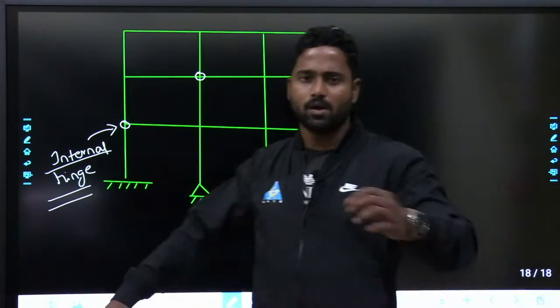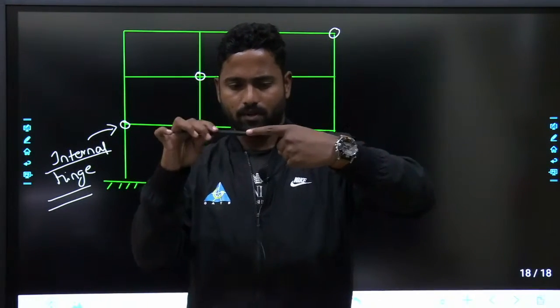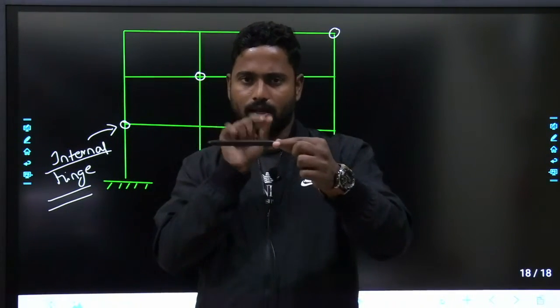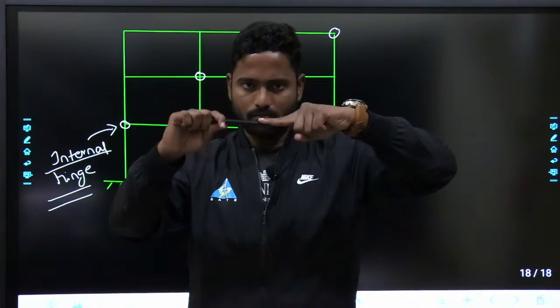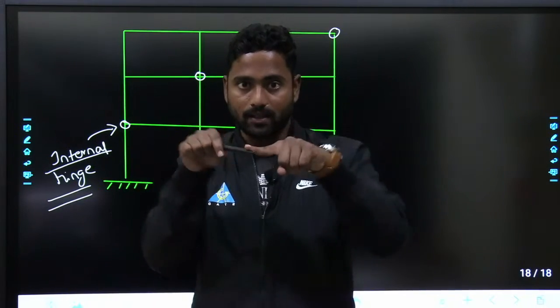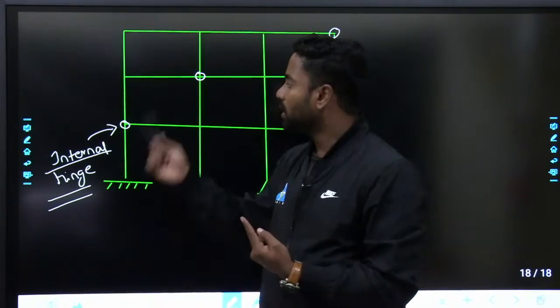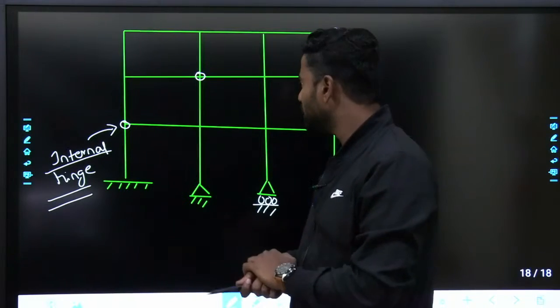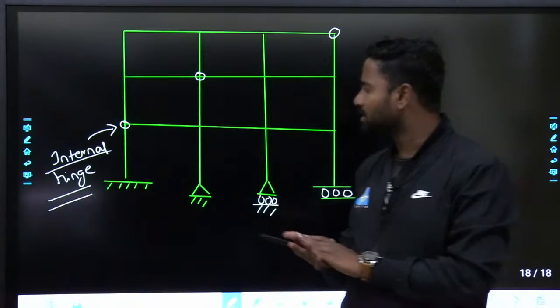Internal hinge. What exactly is meant by internal hinge is, if I take these two members, I'll make a hole in it. I'll put a bolt and nut. If I put a bolt and nut, you can't move like this, and you can't move like this, but you can rotate like this. So at hinge support, members will rotate, but you can't move like this. This is a hint over here. Based on this, tell me what is external indeterminacy, what is internal indeterminacy for this frame.